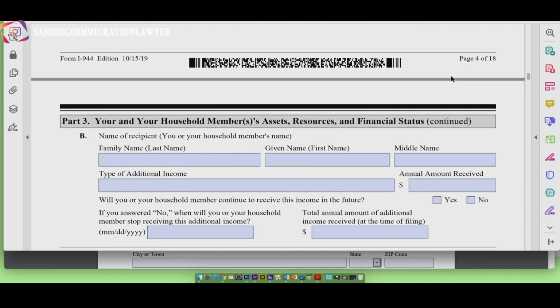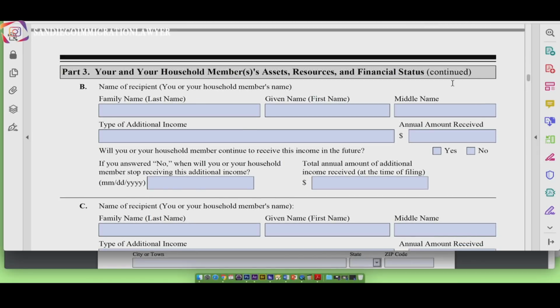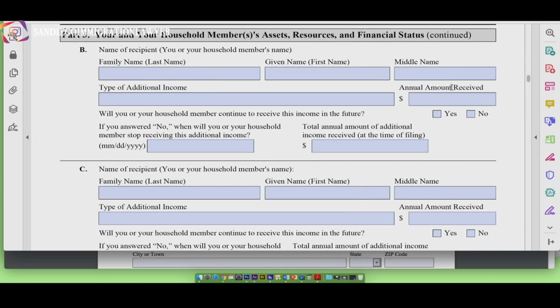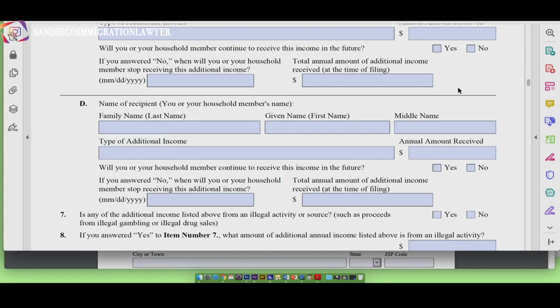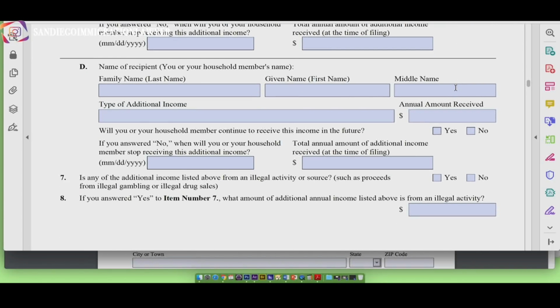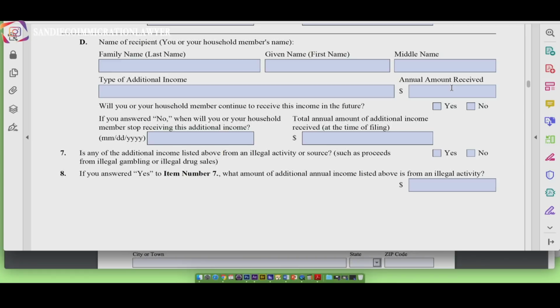This continues and gives you the opportunity to put in all of your members. Some of your children may be receiving public benefits, then you would also have to list those.